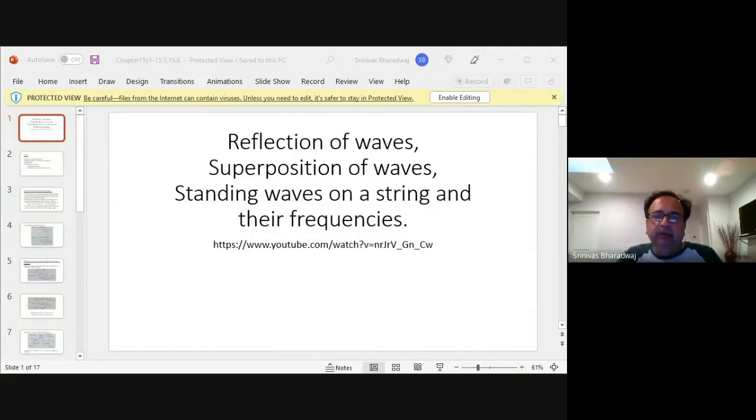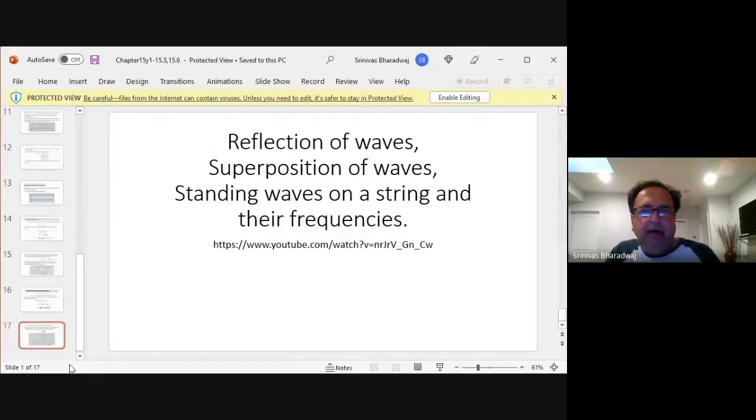So you end up with, instead of lambda n in the previous case, what was the lambda, right? The frequency was n by 2l square root of t over mu, right? The distance between the two antinodes was lambda by 2, right? So here you have lambda n equals 4L by 2n plus 1. Previously, we had 4L by 2n, right?